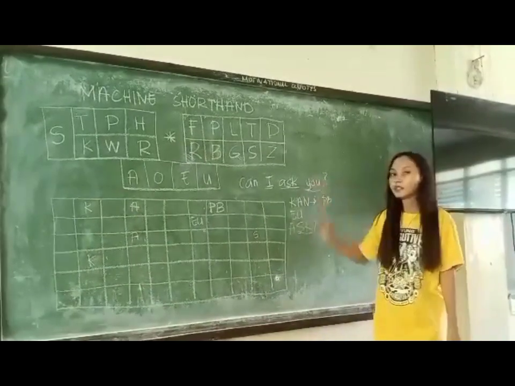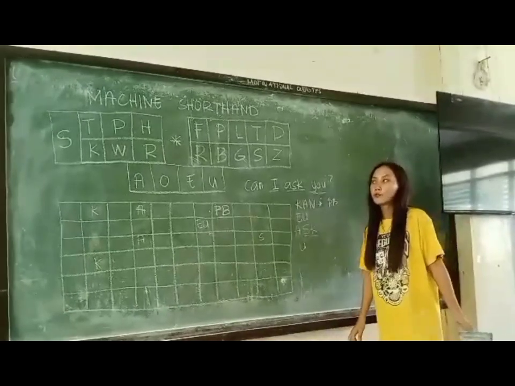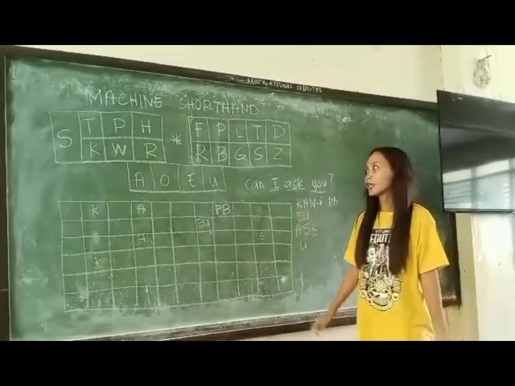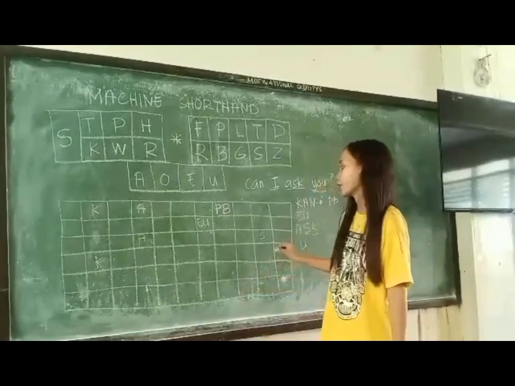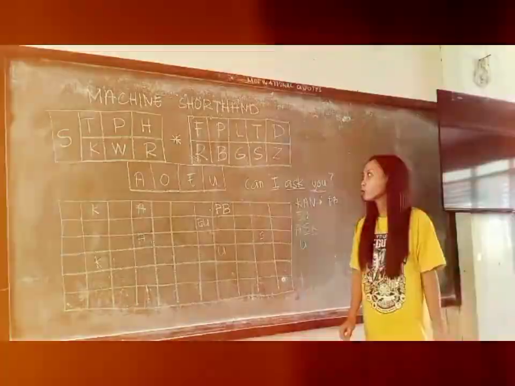The sound pattern of U is only the vowel U. In putting it in machine shorthand, depress your right thumb to put the vowel U.